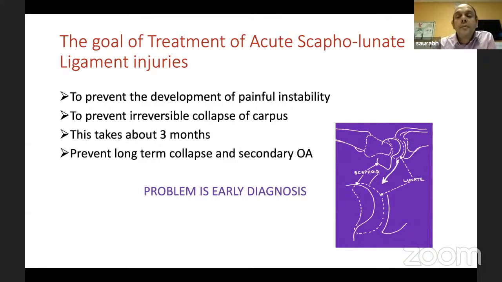They go into a DISI pattern, and then in the next 5 to 10 years, some of them may go into SLAC. So those are difficult to pick up.